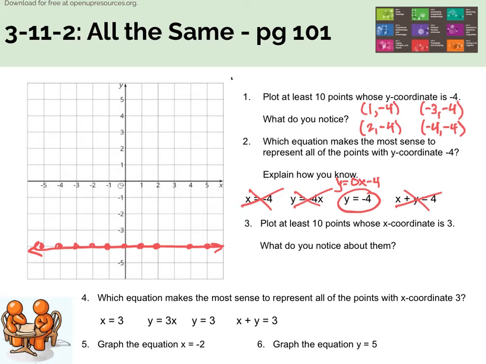Let's look at number 3. Plot at least 10 points whose x-coordinate is 3. What do you notice about them? Go ahead and do that at this moment. Pause and plot those.